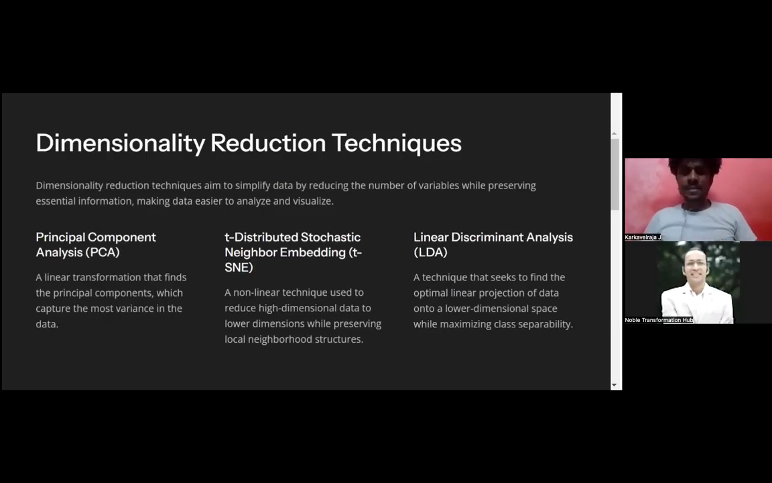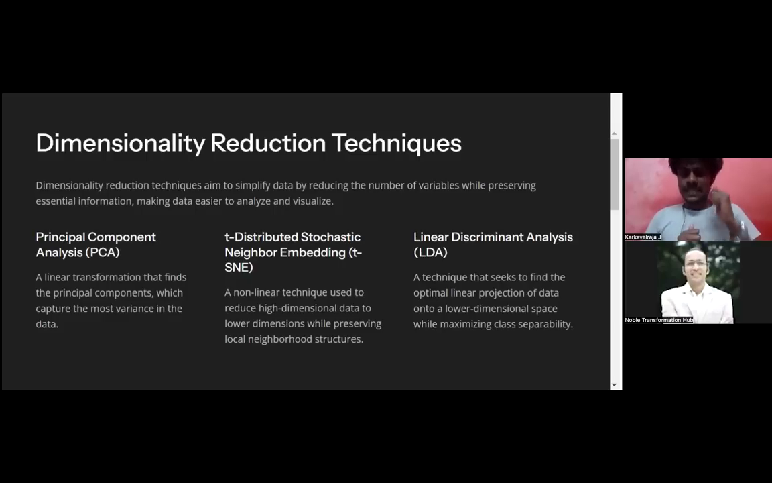Then we have t-SNE, that is t-distributed stochastic neighbor embedding. It's a non-linear technique used to reduce higher dimensional data to lower dimensional data while preserving the local neighbor structures. PCA and t-SNE, what's the difference? PCA is for linear transformation, that is linear data. Using a 2-dimensional line, it is able to convert multiple dimensions to only two dimensions. Whereas t-SNE is non-linear, so it will create a circle or different kinds of shapes in order to convert multi-dimensional data from high dimension to lower dimension.